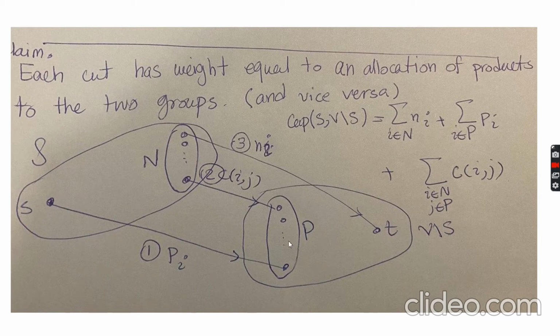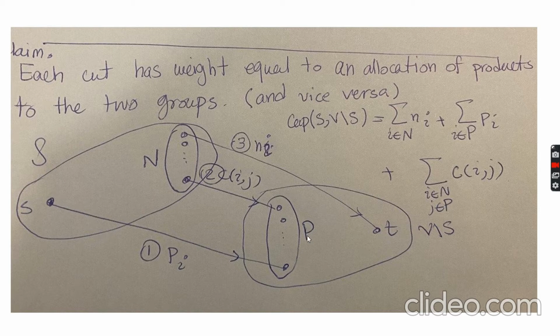And I will have to pay the pairwise incompatibility price. So between any pair that is from this one to this one, I will be paying the incompatibility cost. The way I defined C, these two should be interchanged, but it's not really important. So this is the pairwise incompatibility cost between N and P. Okay, so this is what I will have to pay if I decide to buy these products in S from N and these products in V except S from P.